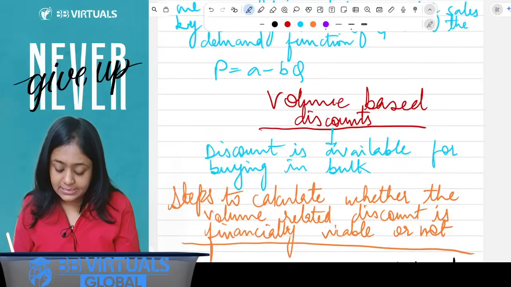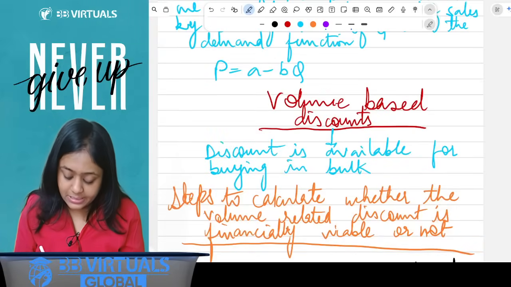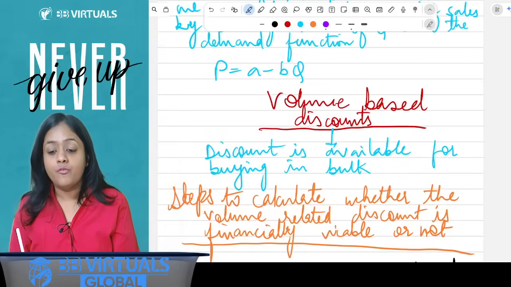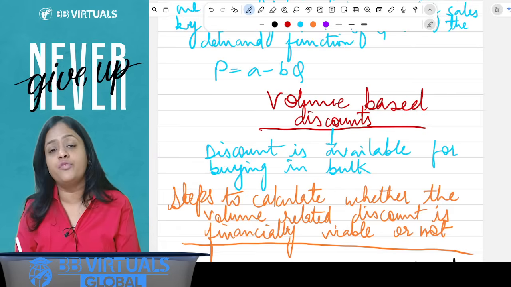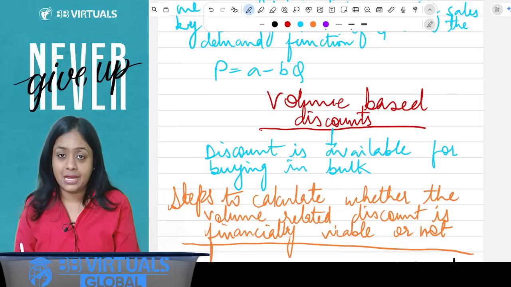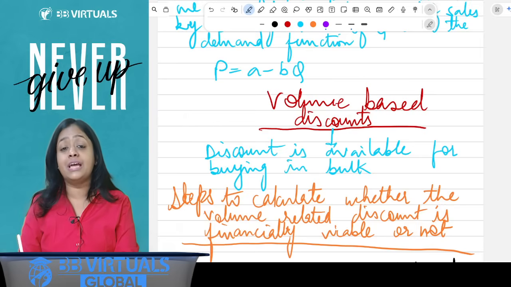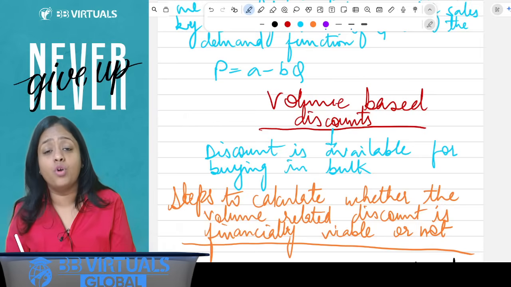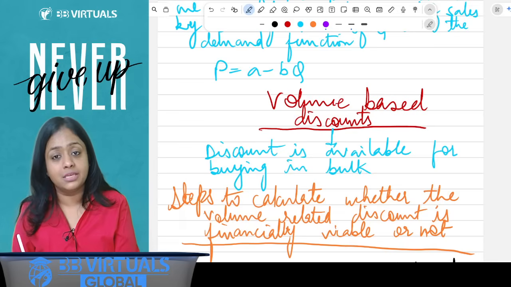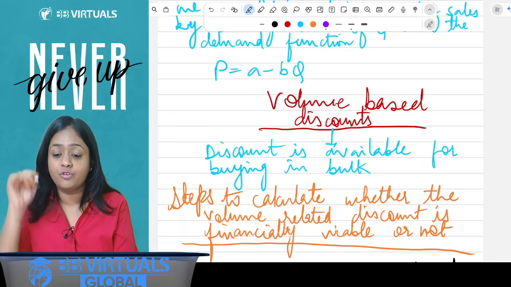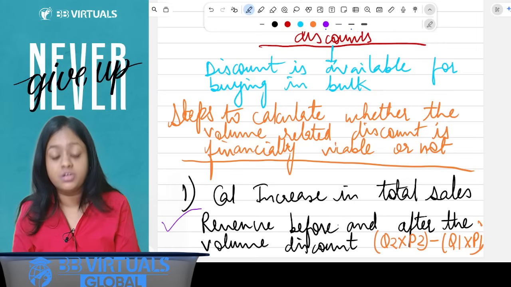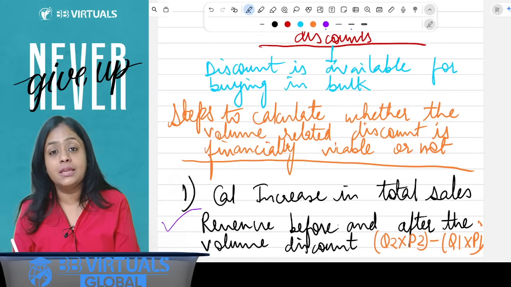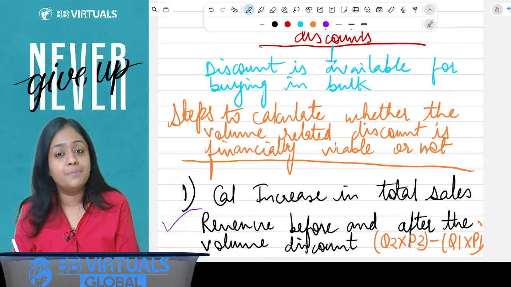Okay, now I'll discuss just one more point, which is volume based discounts. Let's say that an entity is offering that if you buy in volume, or if you sell in volume, they're asking for discounts, and you feel that giving the volume discount is a very profitable thing. But is it or not? For that, we have to do some calculations. So these are the steps to calculate whether the volume related discount is financially viable or not.